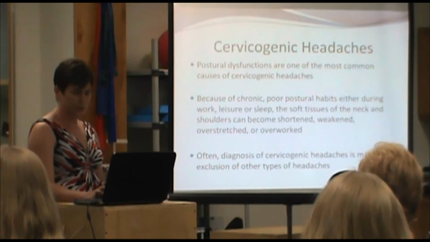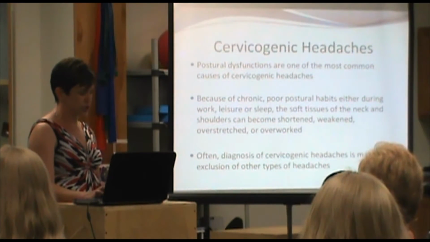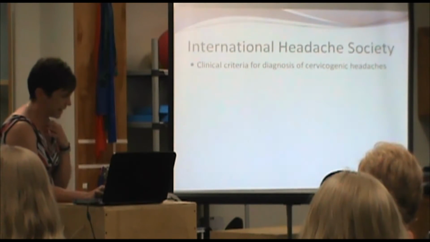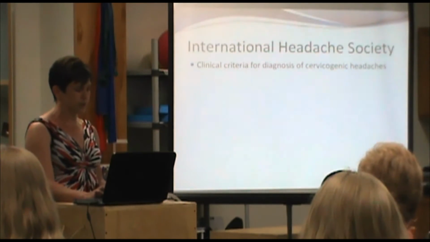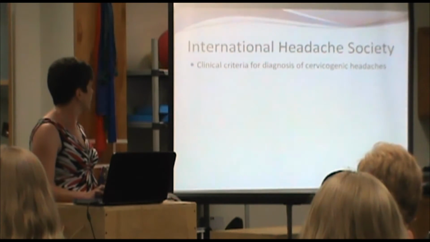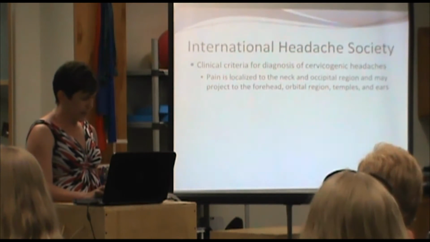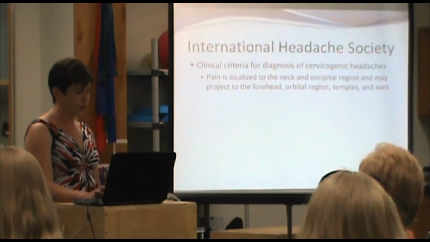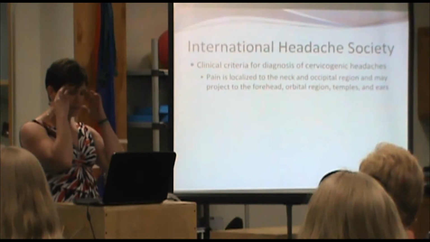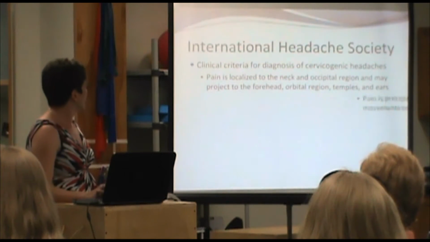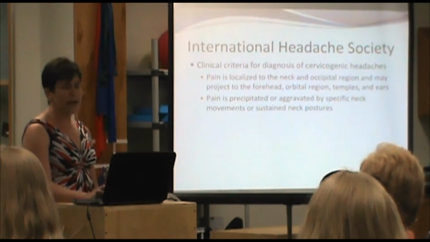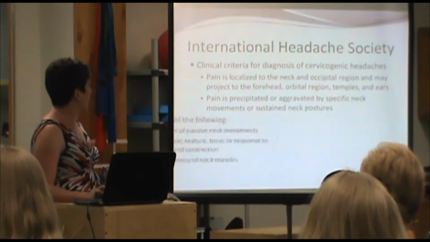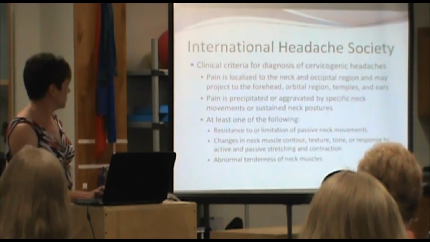Oftentimes, the diagnosis of cervicogenic headaches is made by the exclusion of other types of headaches. But the International Headache Society has developed clinical criteria for the diagnosis of cervicogenic headaches. Those include pain localized to the neck and occipital region and may project to the forehead, the orbital region around the eyes, the temples, and the ears. The pain is often precipitated or aggravated by specific neck positions or movements. And one of the following situations must be present.